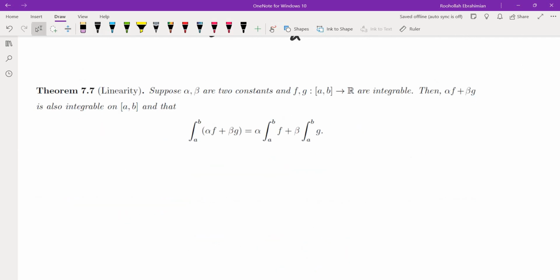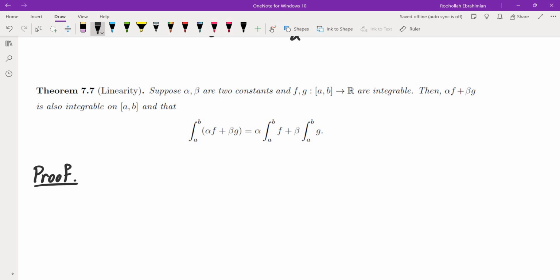Let's now look at the next theorem. So what does the theorem tell us, and how do we prove that? This is about linearity of integrals. So if you have the integral from a to b of alpha f plus beta g, that's equal to alpha integral of f plus beta integral of g. So we need to prove two things. First, alpha f plus beta g is integrable, and second, the integral is going to be additive.